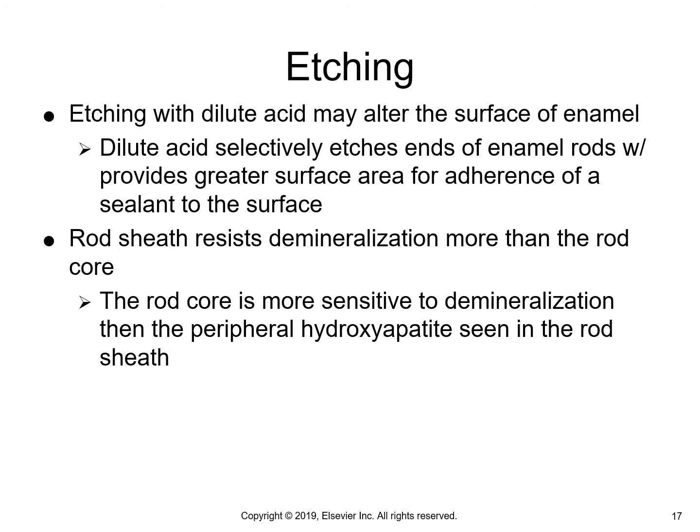The rod sheath, which is the outer covering of the enamel rod, will resist demineralization more than the core. So the inner part of the rod etches much more easily. It's more sensitive to demineralization as well. And the hydroxyapatite is seen in that outer covering or that outer rod sheath.